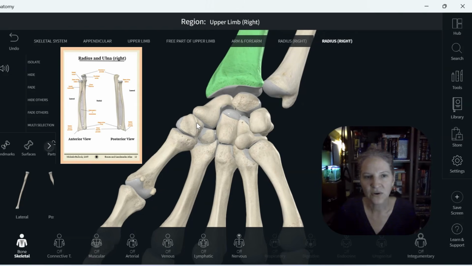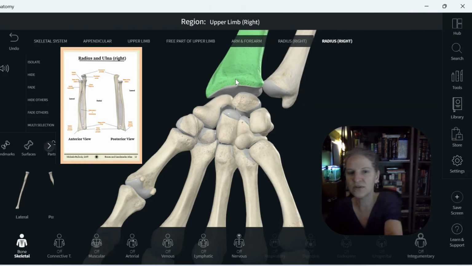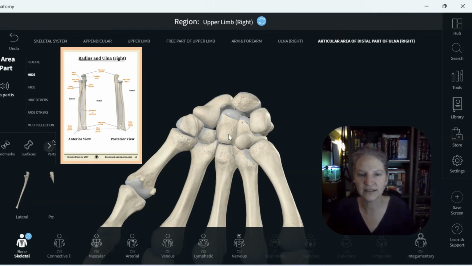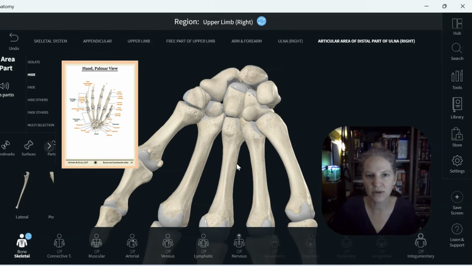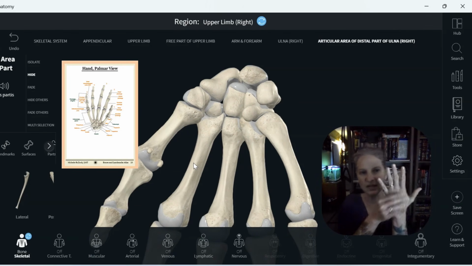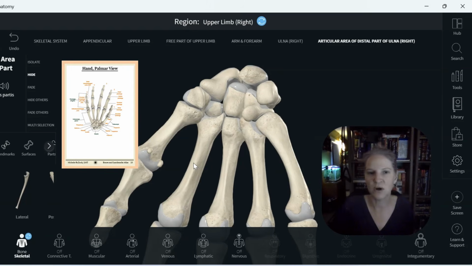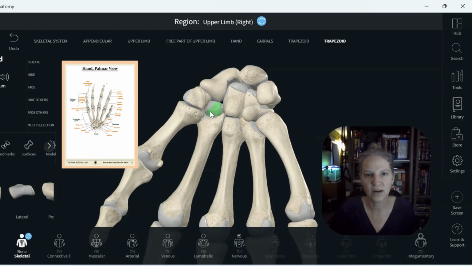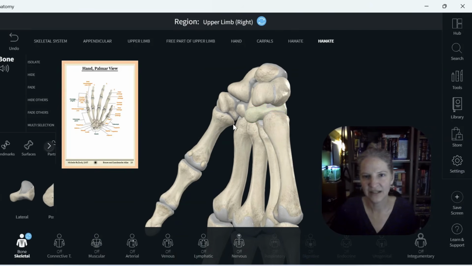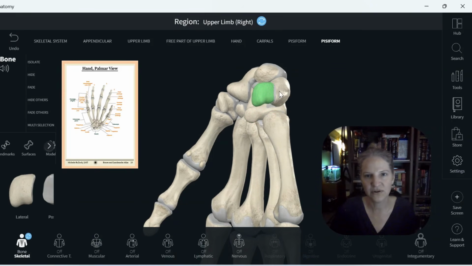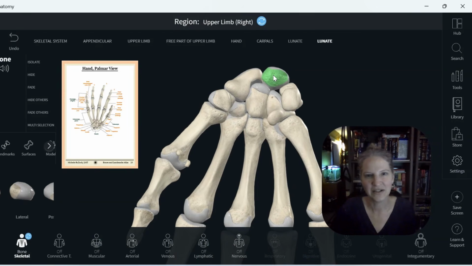Okay, so let's just go through and talk about these carpal bones. Goodbye, radius. Goodbye, ulna. These are metacarpals. Carpals and metacarpals. Those are the bones inside your hand, in your palm. Trapezium, trapezoid, capitate, hamate. That's the one with the sticky outie. Pisiform, triquetrum, lunate, and scaphoid. 1, 2, 3, 4, 5, 6, 7, 8.